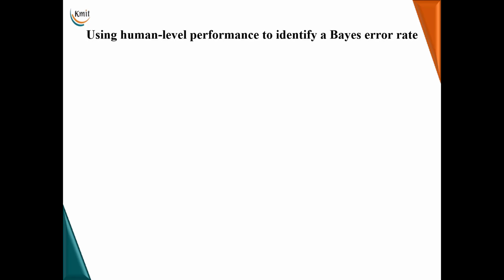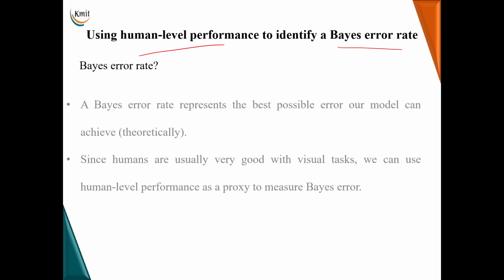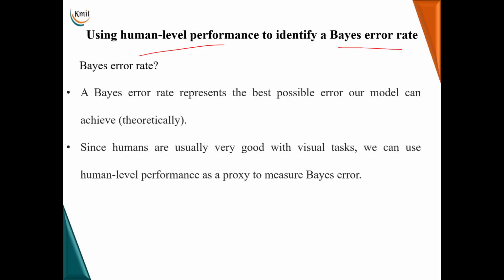Before moving into underfitting and overfitting, let us consider a term called base error rate. Based on the human level performance, we will find out this base error rate. Now what is this base error rate? It represents the best possible error our model can achieve theoretically, or I can say that it is the lowest possible error rate for a given classification problem.